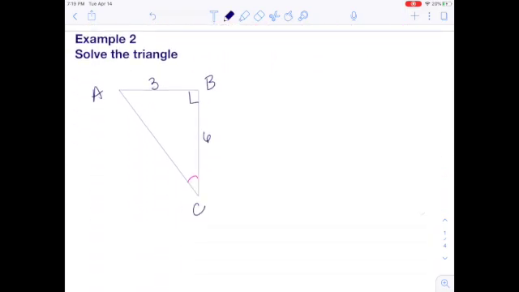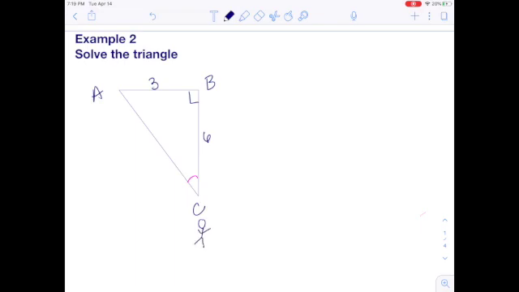Our next example, we've got triangle ABC, and this time you're given the 2 legs of that right triangle. So we're going to solve that triangle, and I'm going to start out with finding angle C. Even though you could solve in any order you want, it doesn't matter. I'll just start with angle C. So I'm going to set up.